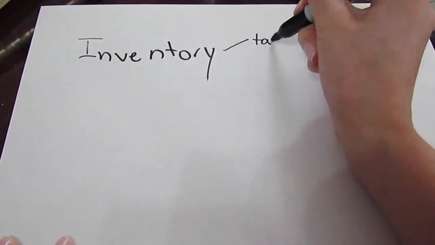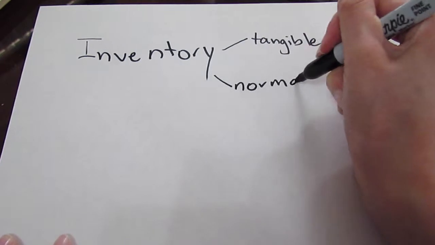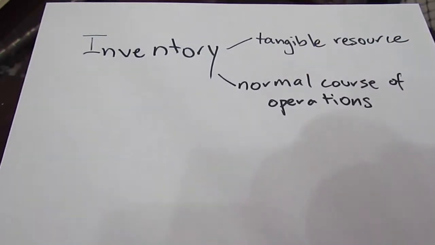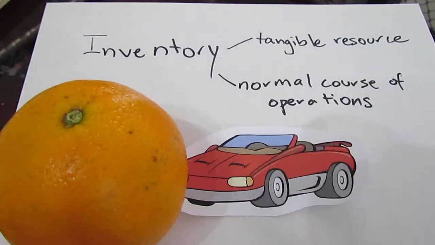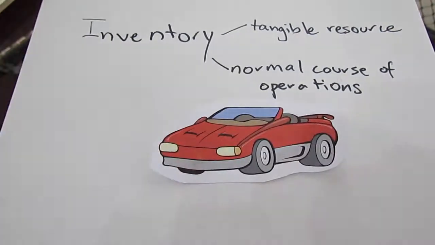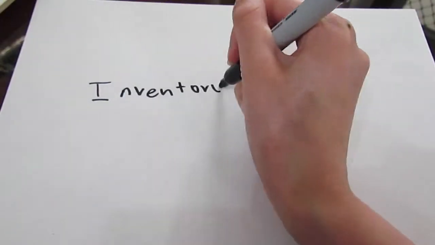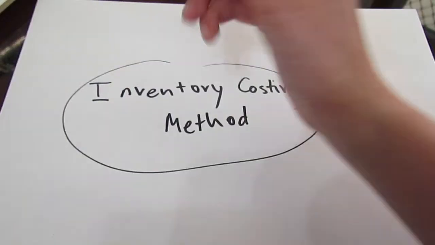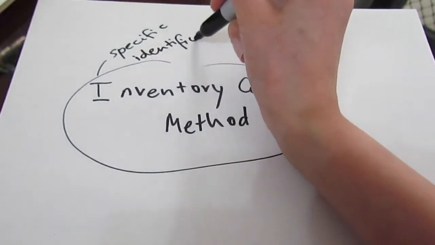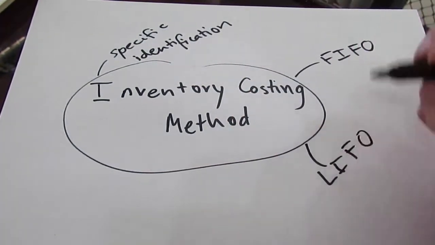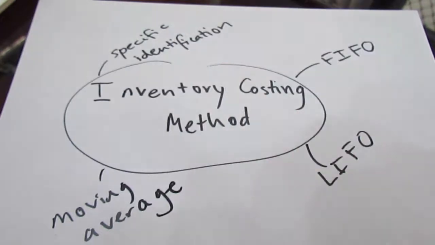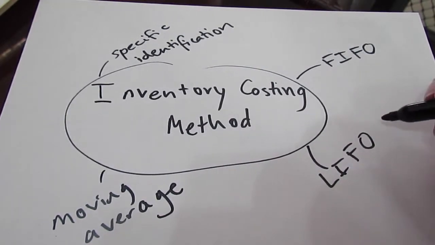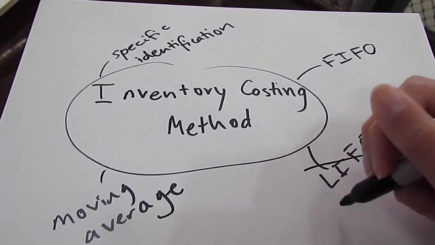Let's break it down first. Inventory refers to a tangible resource that is held for resale in the normal course of operations. This can include fruit, cars, or even computers. Determining the cost of this inventory can be done with one of these four methods: specific identification, FIFO, LIFO, and moving average. LIFO stands for last in, first out, and is actually illegal in Australia.